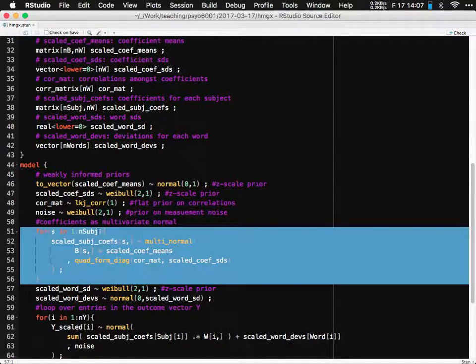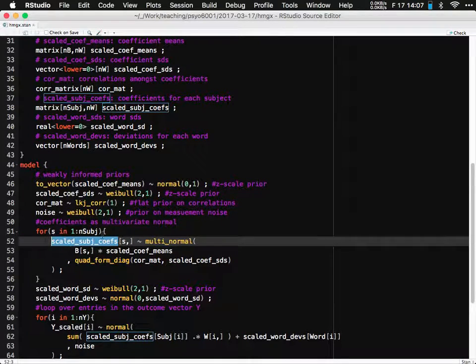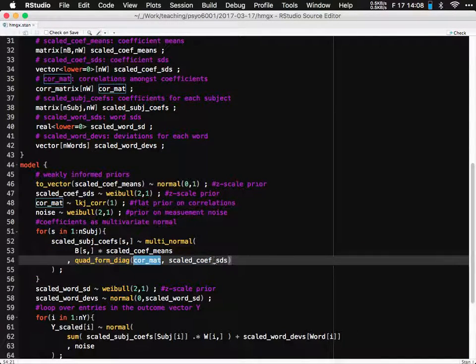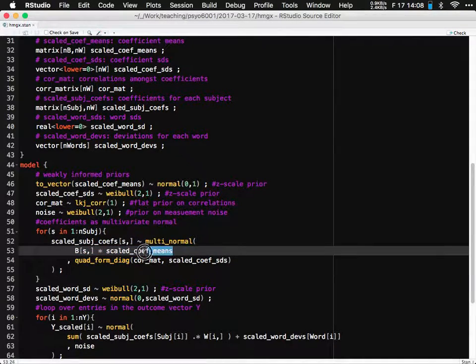This loop here loops over each subject, and for each subject, expresses that their coefficients are sampled from a multivariate normal distribution, as defined by the correlation amongst and the variability amongst the coefficients, but also getting out what the coefficient means are, as combined with what that person's grouping is. So that's what this B matrix is again. It's the between subject contrast matrix. So for that person's group, what coefficients should they have?